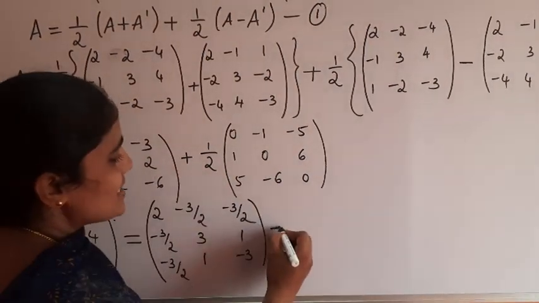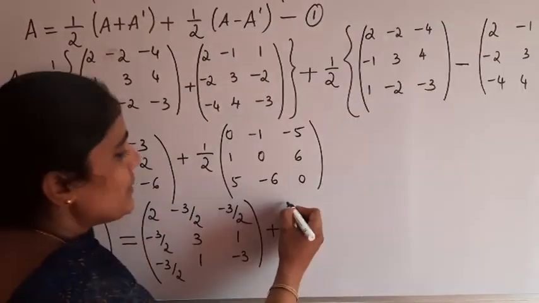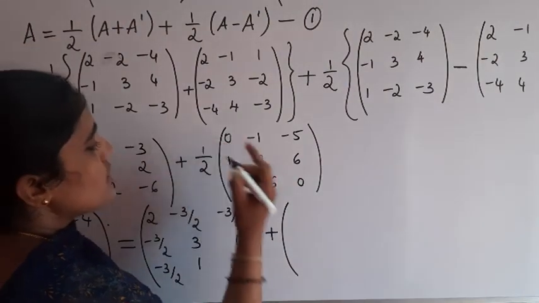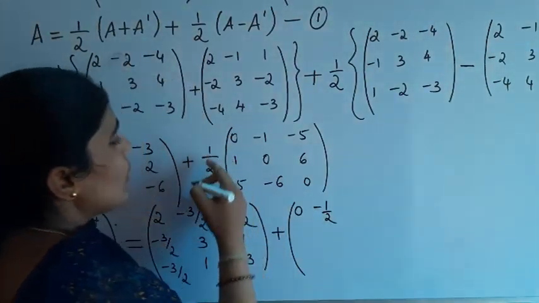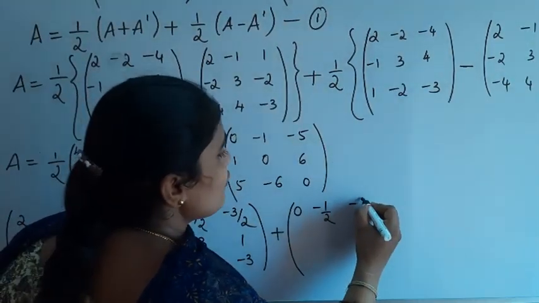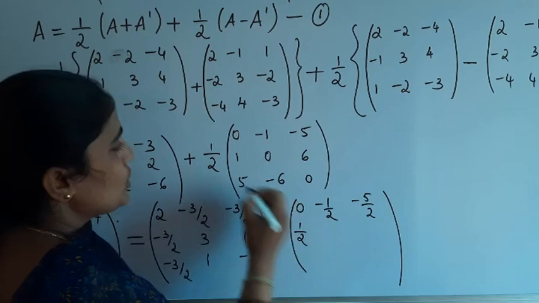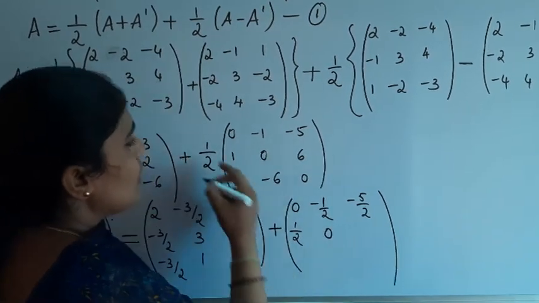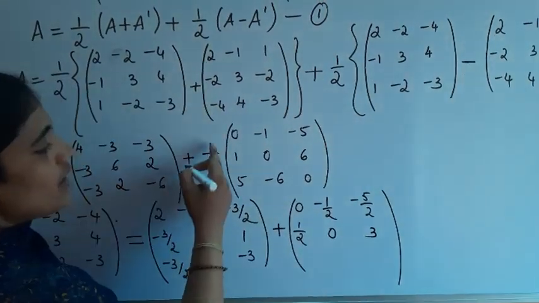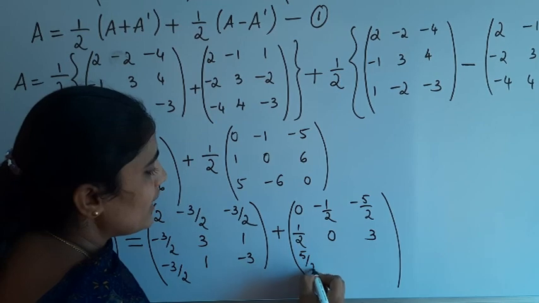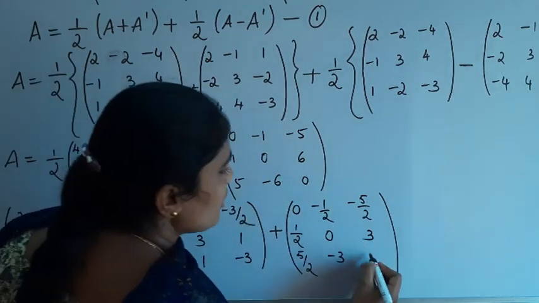Okay. So next plus. Here also there is 1 by 2 outside the matrix. Multiply for each element inside. So here 1 by 2 into 0 is 0. 1 by 2 into minus 1, minus 1 by 2. 1 by 2 into minus 5, minus 5 by 2. Okay. So 1 by 2 into 1, 1 by 2. 1 by 2 into 0, 0. 1 by 2 into 6, the 2s and 3s get cancelled, we get 3. 1 by 2 into 5, 5 by 2. 1 by 2 into minus 6, minus 3. 1 by 2 into 0 is 0.